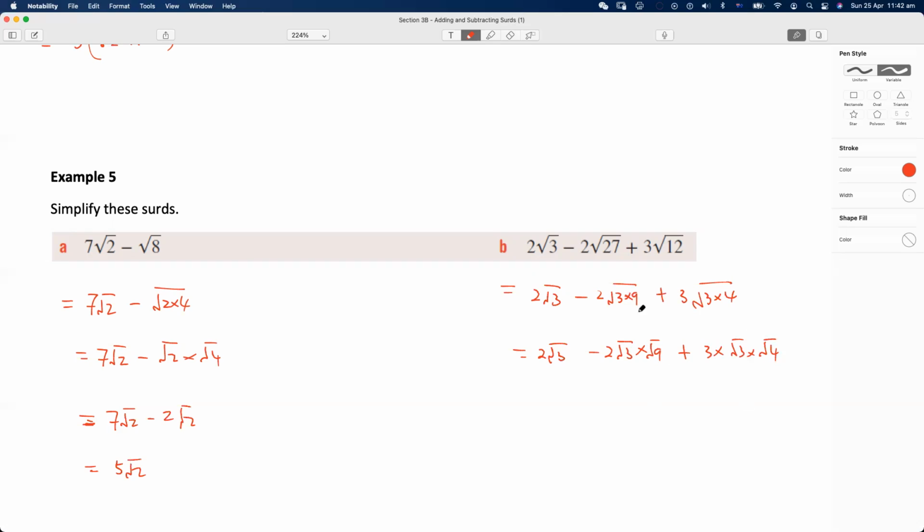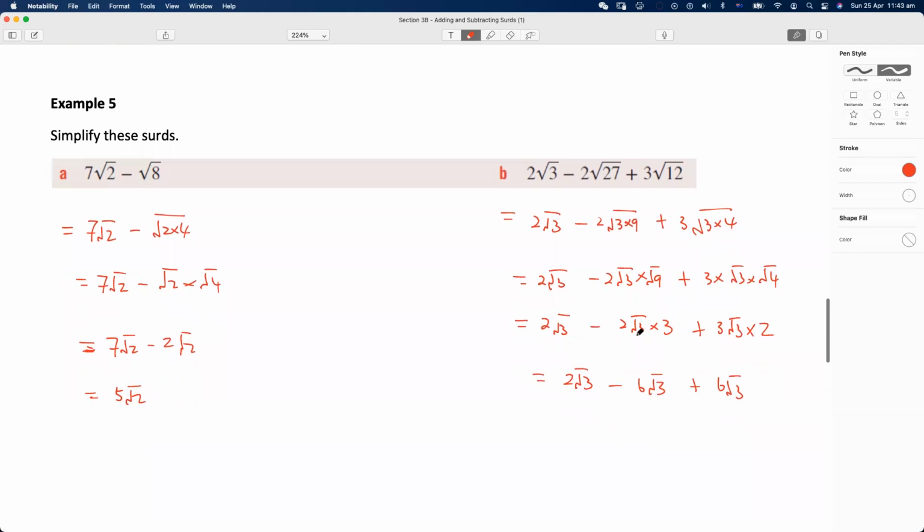If you can get the answer straight away from this, if you know square root of 9 is 3, you don't have to show square root of 9. Okay, I'm showing all the steps just to help you understand. So 2 root 3 minus root 3 times square root of 9, which is 3, plus 3 times root 3. Also, you could write this as 3 root 3, because you don't have to show the multiplication sign, times square root of 4, which is times 2. Okay. All right. So 2 root 3 minus 3 root 3 plus 6 root 3.